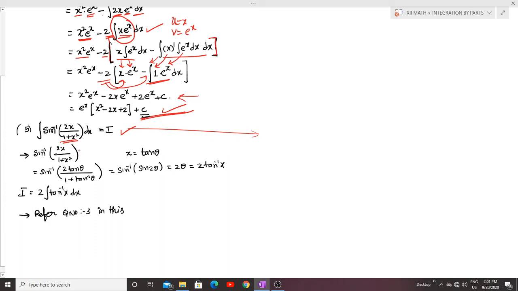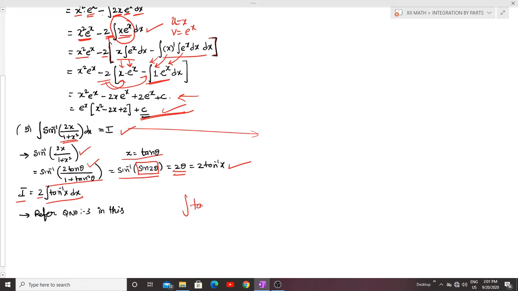So this one must be simplified by taking x is equal to tan theta. It is sine inverse of 2 tan theta by 1 plus tan square theta, which is the inside bracket, it is sine 2 theta formula. So sine inverse of sine 2 theta is 2 theta, then it is 2 tan inverse x. So I is equal to 2 integration tan inverse x.